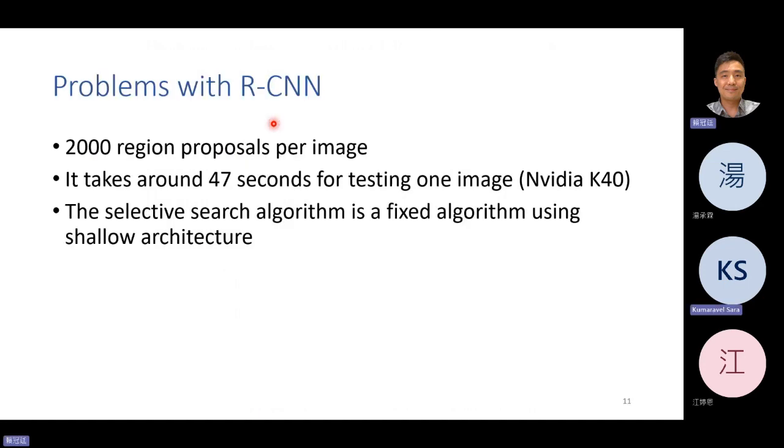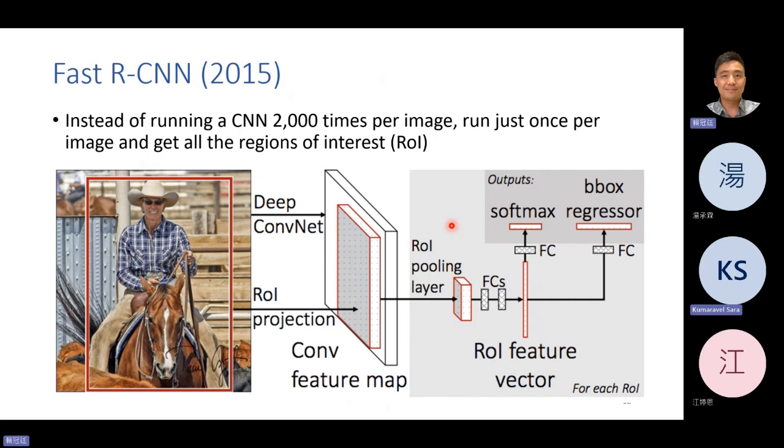So R-CNN is very slow. You need to do CNN classification around 2,000 times. The first version takes around 1 minute 47 seconds to test on an NVIDIA K40. Also, selective search is a traditional, fixed algorithm using a shallow architecture. So second, they tried to speed up R-CNN. Its second version is called Fast R-CNN.